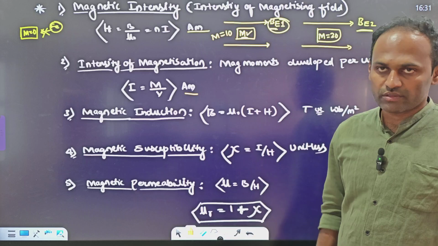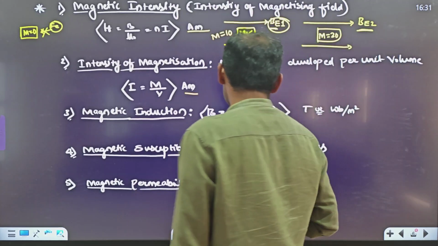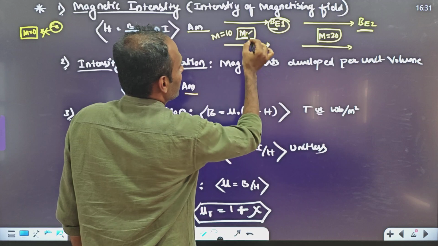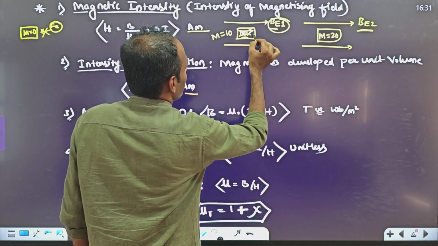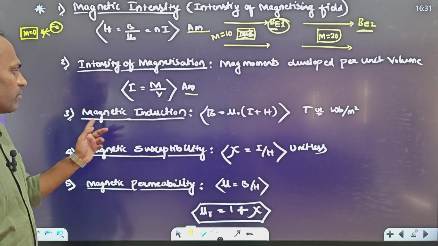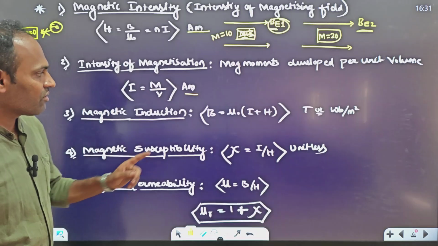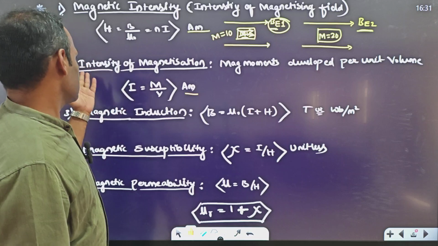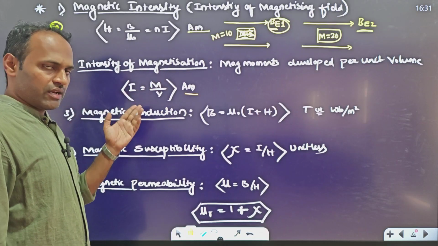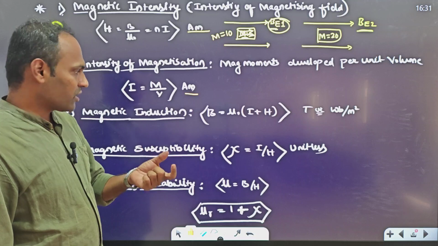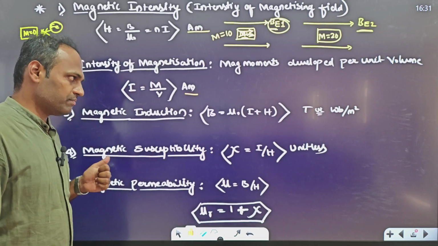Next, magnetic induction. See, magnetic induction means when you keep that material inside the magnet and it gets magnetized, inside the material there will be a magnetic field developed. That is called magnetic induction. And it is given by B is equal to mu naught into the bracket I plus H. In a few books, this intensity of magnetization is represented by M also. Here we have taken capital M as magnetic moment, so I have represented it as I.